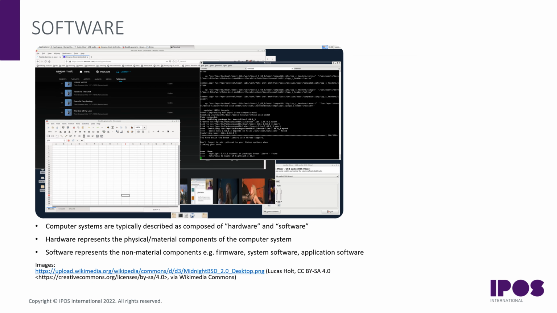And in the world of computers, there is a distinction between software and hardware. Hardware represents the physical, material components of the computer system, whereas software represents the non-material components. Software includes firmware, which refers to software that are critical to the operation of the hardware, usually embedded on the hardware itself. System software, such as operating systems, and also application software, which include the programs that we human users typically run when we use a computer.